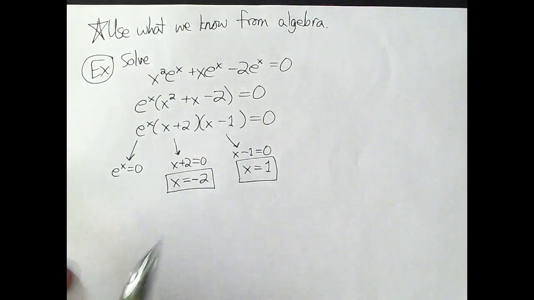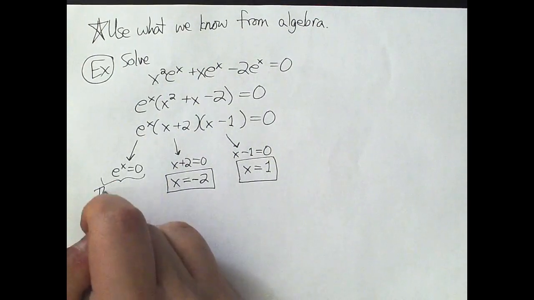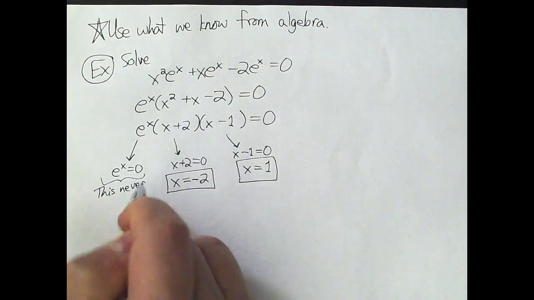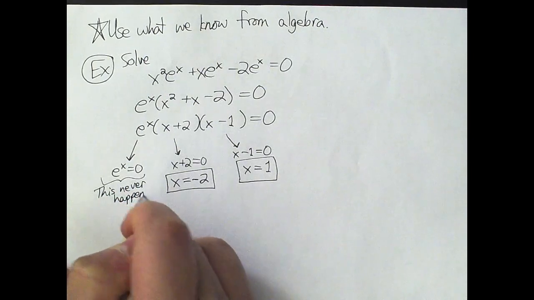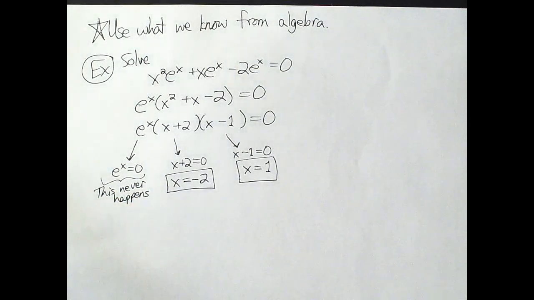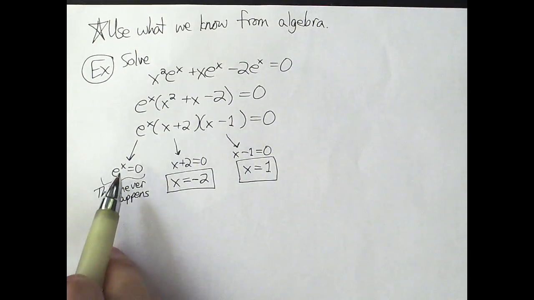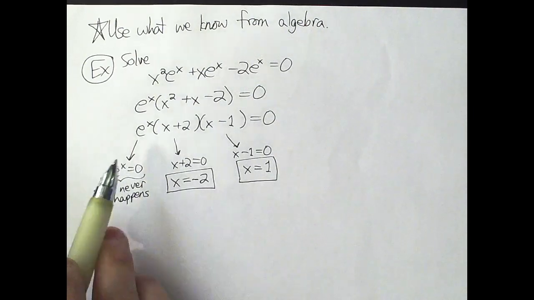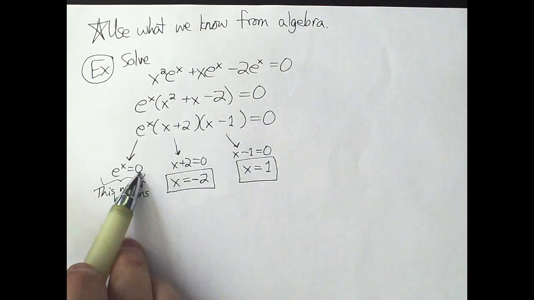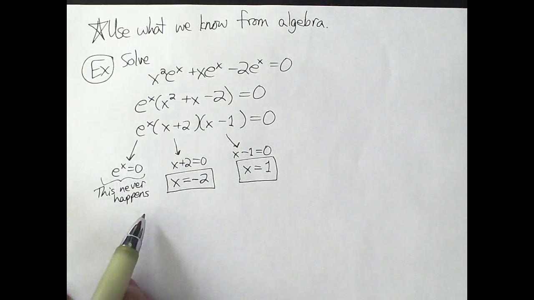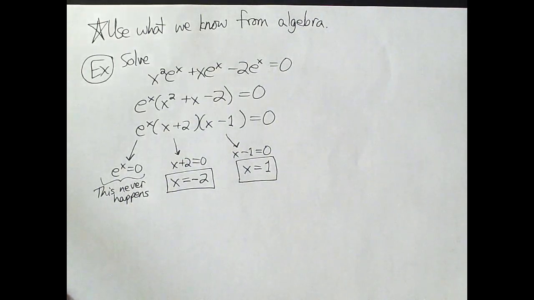It turns out that this never happens. There is no value of x that will ever make e to the x equal 0. And I'll tell you 2 ways that you can see that. One way is, in order to isolate x, you might do ln of both sides, but ln of 0 is undefined. So if you say x equals ln 0, that doesn't exist. So that can't be a solution to this problem.